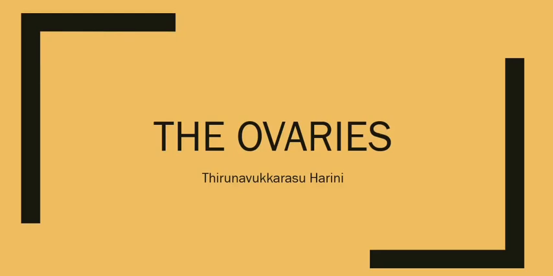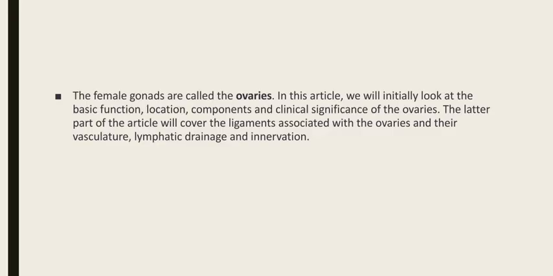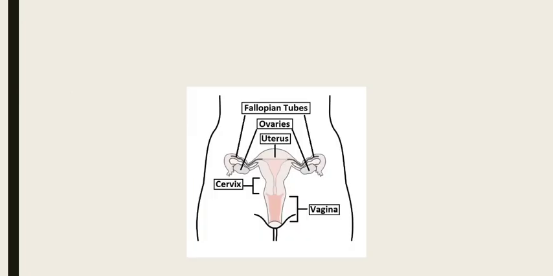Today our topic is the ovaries. The female gonads are called the ovaries. In this article, we will initially look at the basic function, location, components and the clinical significance of the ovaries. The later part of the article will cover the ligaments associated with the ovaries and their vasculature, lymphatic drainage and the innervation. This is the structure of ovaries.